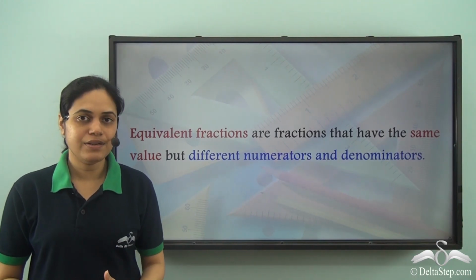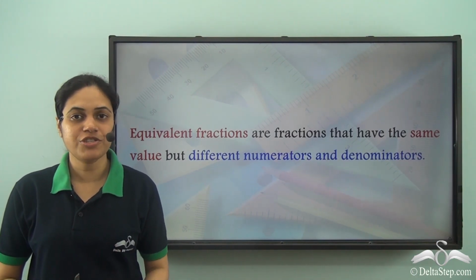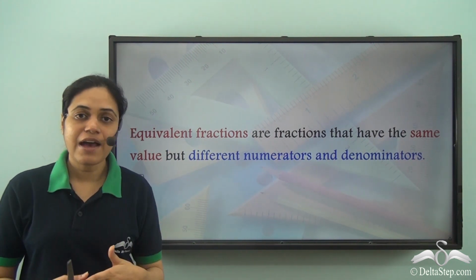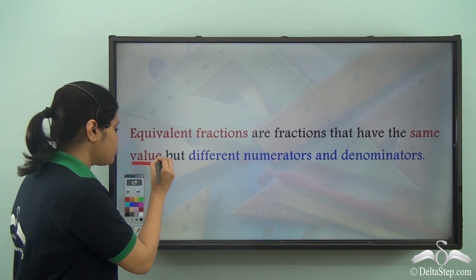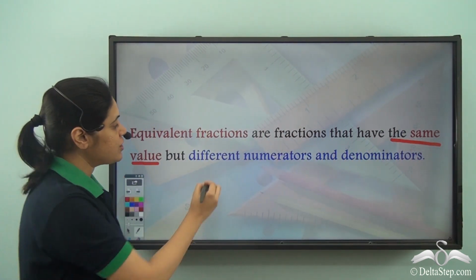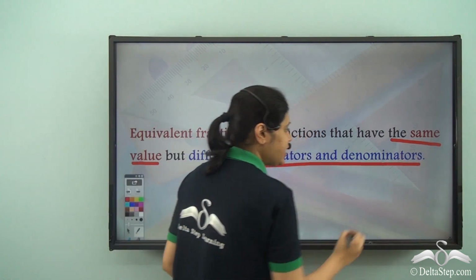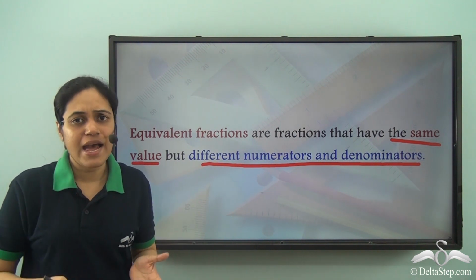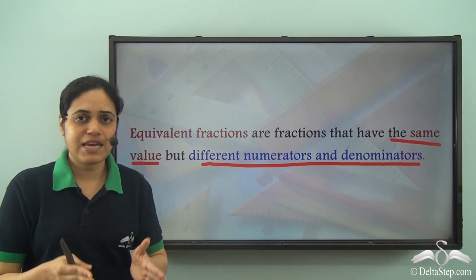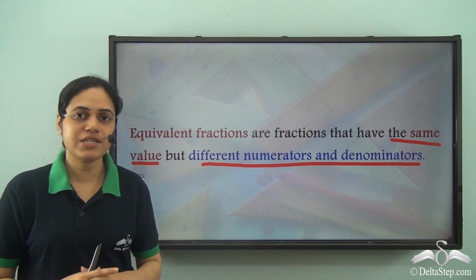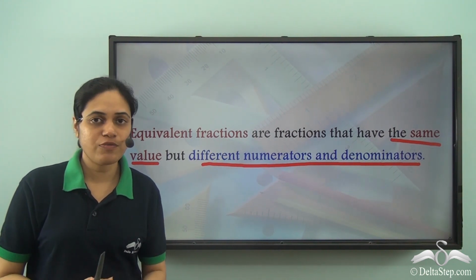We have already learned what equivalent fractions are. Equivalent fractions are fractions that have the same value. So they have the same value but different numerators and denominators. That is, they represent the same fraction, but the numerators and denominators are different. Let us see what we mean.